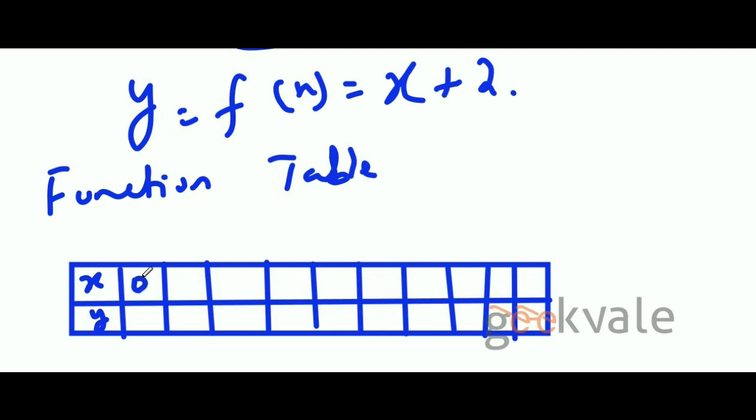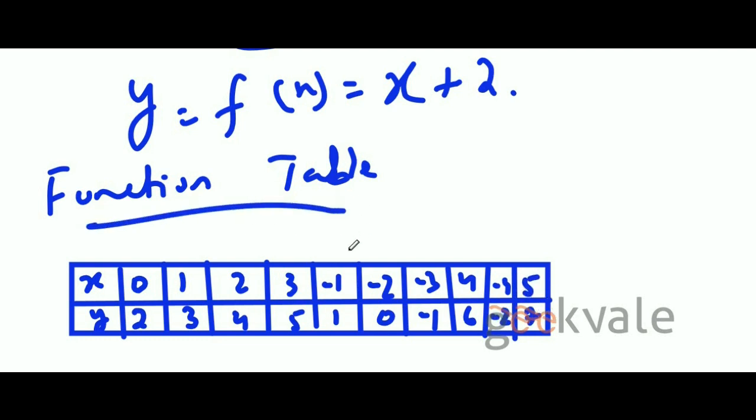Let's say if x is 0 and my rule is x plus 2, the output will be what? 2. If x is 1, it will be 3. For 2, it will be 4. For 3, it will be 5. Let's pick some negative values. Minus 1, it will be plus 1. Minus 2, it will be 0. Minus 3, it will be minus 1. Plus 4, it will be 6. Minus 4, it will be minus 2. Plus 5, it will be 7.